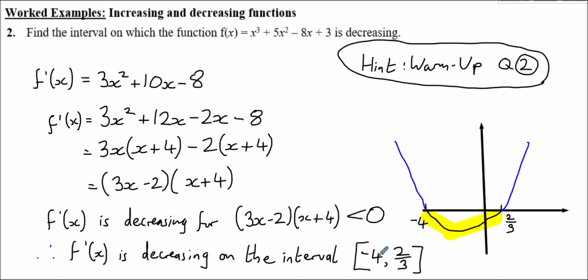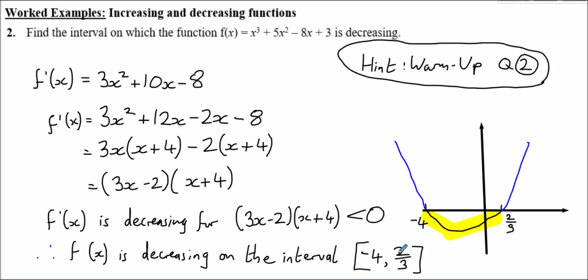Now I'm just going to explain why we use these square brackets. The square brackets mean that it's including these limits, and so the function f of x is decreasing on this interval from minus 4 to 2/3 inclusive. Because f dashed x is decreasing between these two values, that proves that the function f of x is decreasing on this interval. So why including minus 4 and 2/3? Why not being greater than minus 4 and less than 2/3?